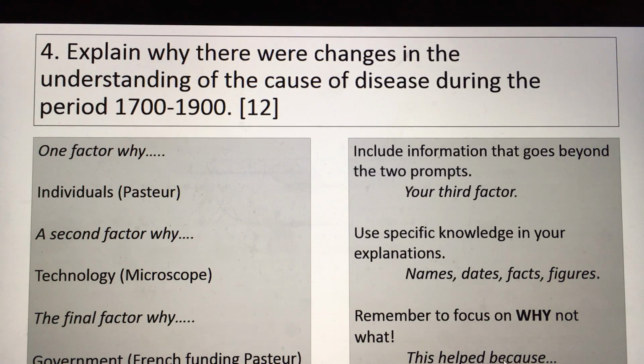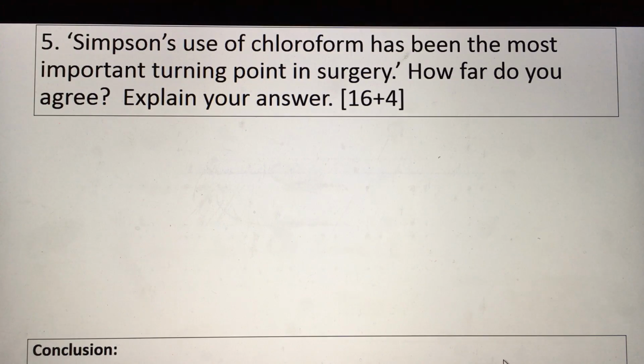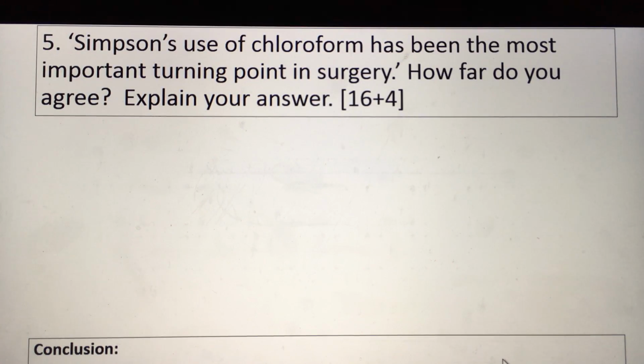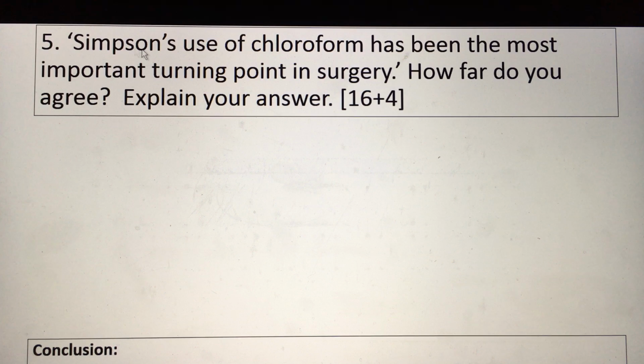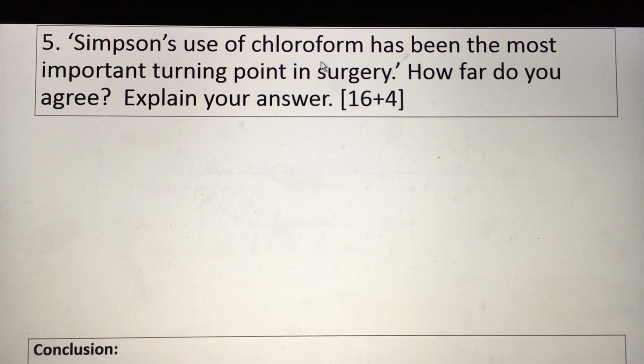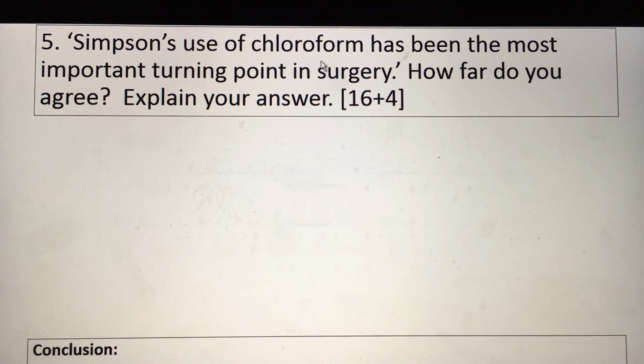Okay? Right. Question 5. Question 5 will always give you a statement in quote marks. And it'll ask you, how far do you agree with that statement? And to explain that answer. It's 16 marks plus 4. That means 16 marks for your answer and 4 marks for your spag. Just do your best with the spag.